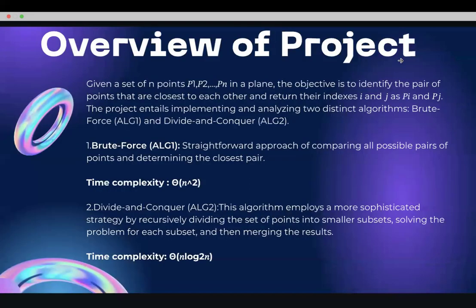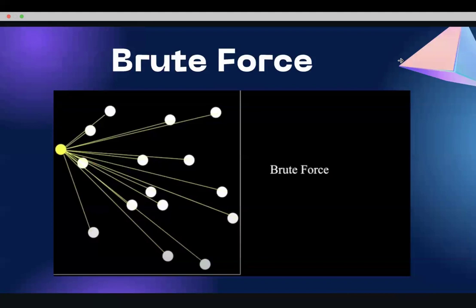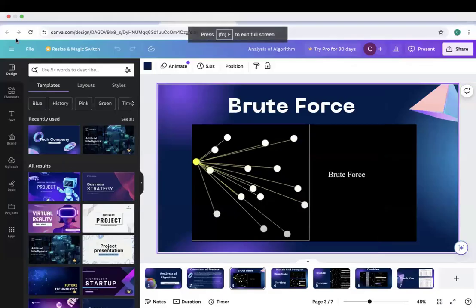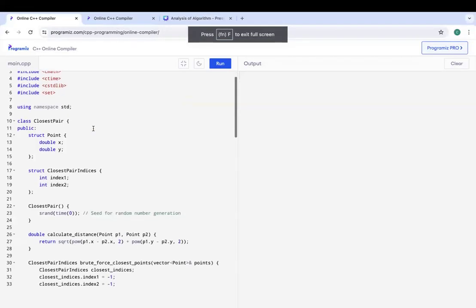Coming to the overview of the project, we need to find the closest pair of points. I have implemented two algorithms. One is the brute force approach and the other is the divide and conquer technique. The brute force approach is a straightforward approach of comparing all the possible pairs of points and determining the closest one. Coming to its implementation, here is the algorithm in C++.